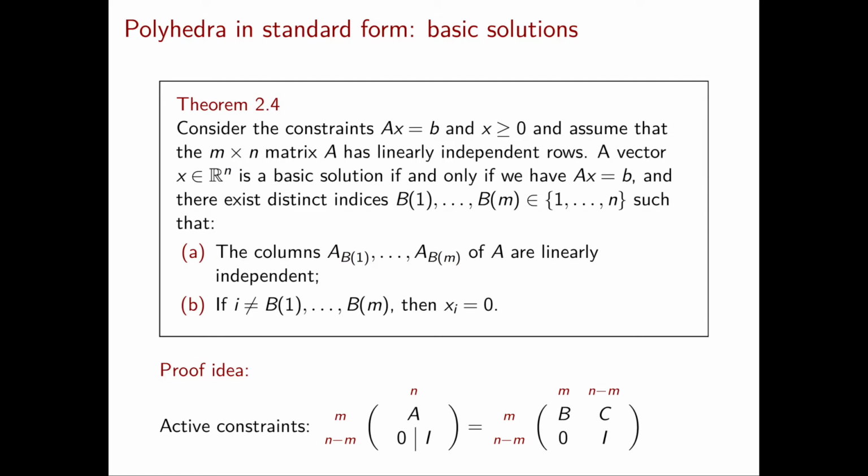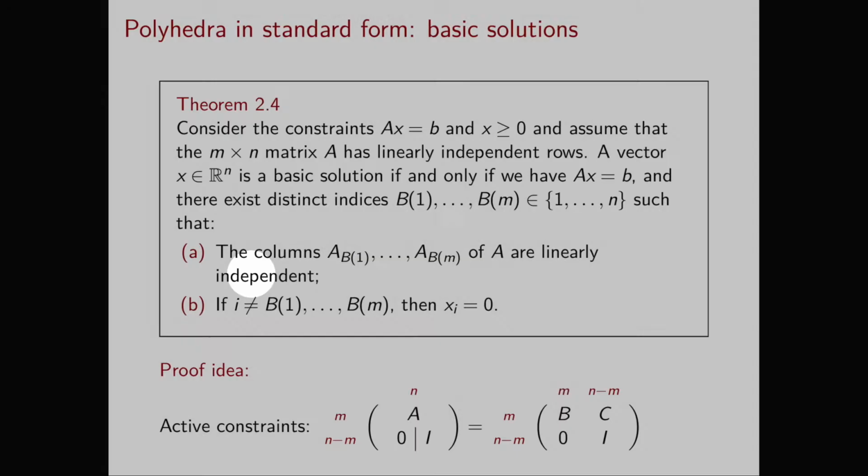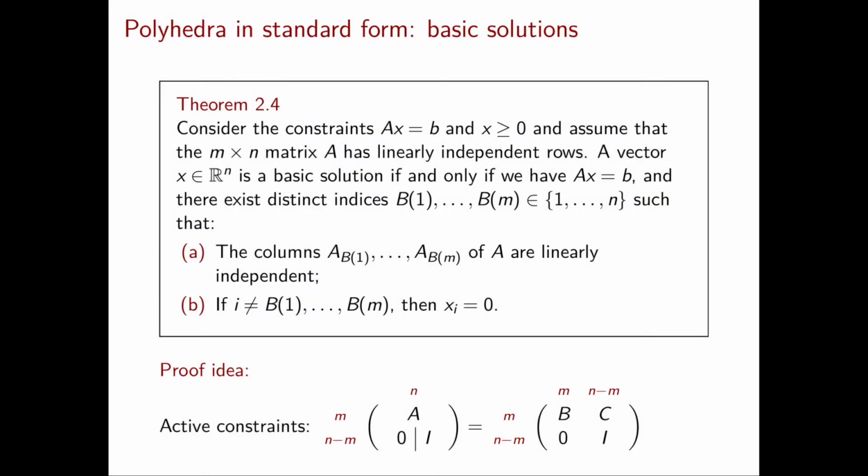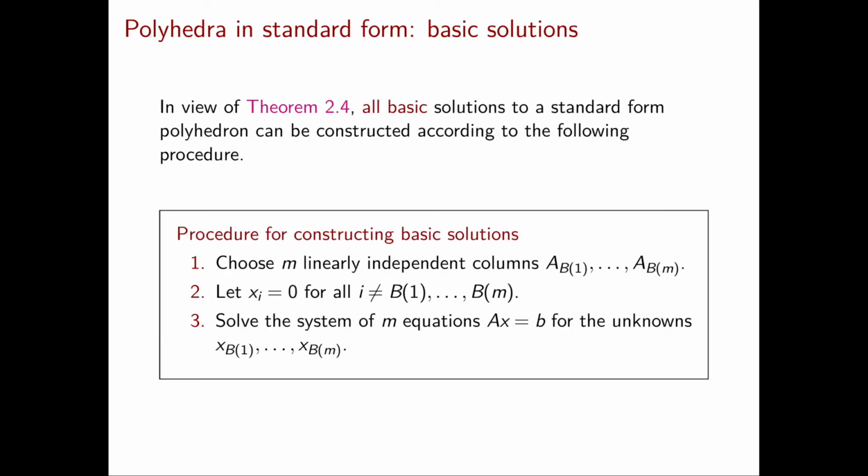While the original definition of basic solution was in terms of linearly independent constraints, therefore of linearly independent rows of our constraint matrix, the new definition still is in terms of linearly independent vectors, but now these vectors are columns of the matrix A instead. Very soon we're going to clarify this theorem through some examples. However, before doing that, I want to stress how this theorem can be used to construct all the basic solutions to a standard form polyhedron, essentially giving us an algorithm to construct all such basic solutions.